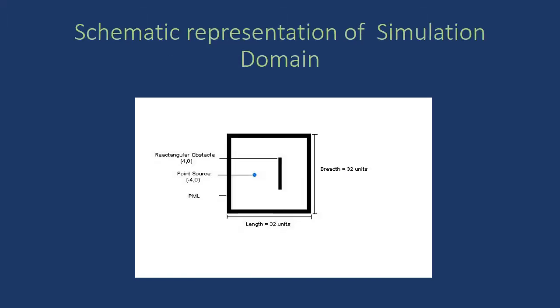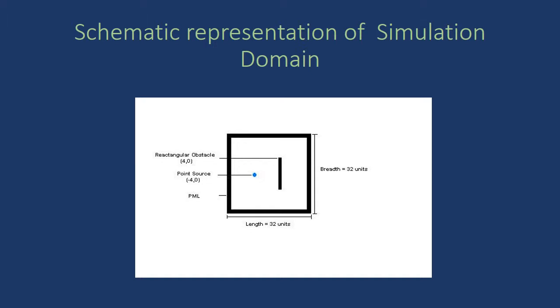Our domain size was 32 by 32 Meep units. It remained the same for all regimes, only the obstacle size was varied. We placed the source at (-4, 0) and the object at (4, 0). Since we are using a finite domain, we have used perfectly matched layers of thickness 1 unit as an absorbing boundary to reduce the disturbance from the unwanted but inevitable reflections from the borders.